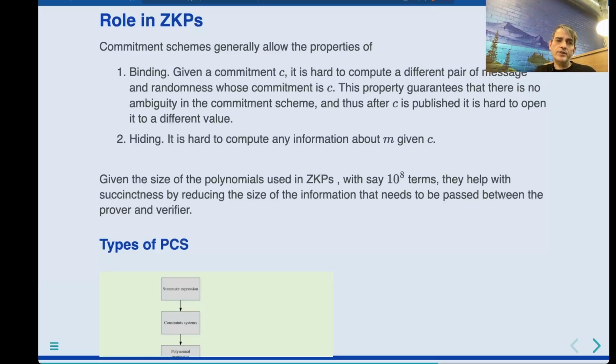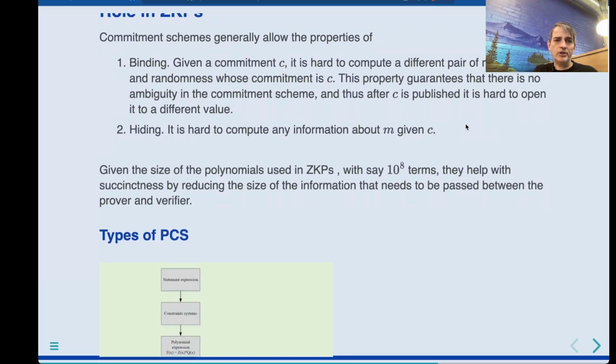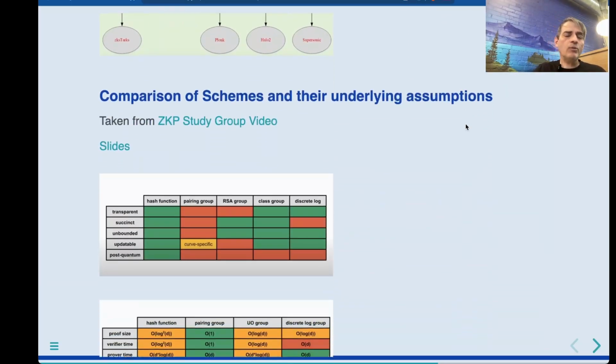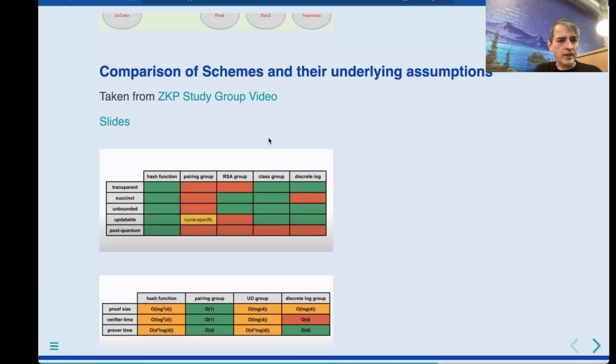So that's the idea that for the prover, they're hiding information. The verifier can't find out too much information. Now, there are different types of polynomial correctness schemes. I won't go through them in much detail here. We don't have much time. But I've got some links there.